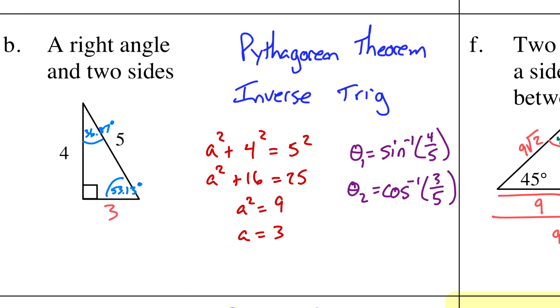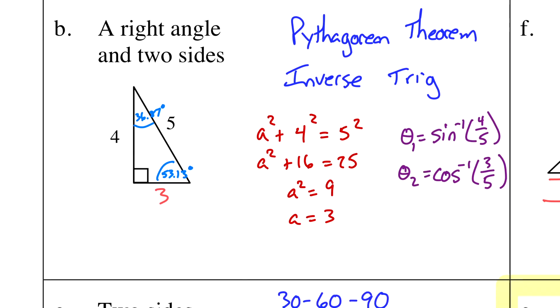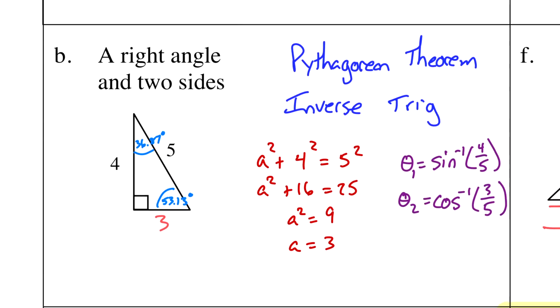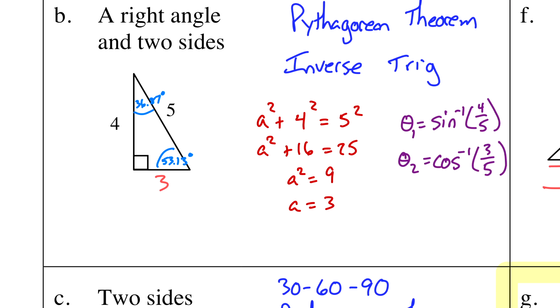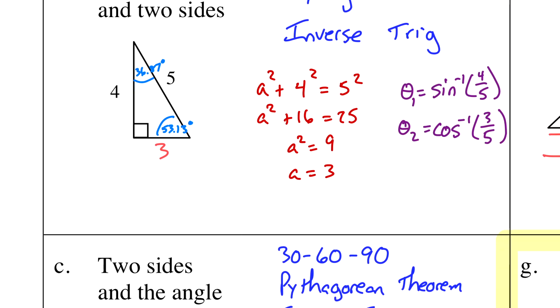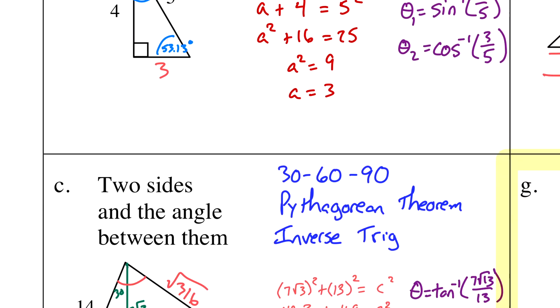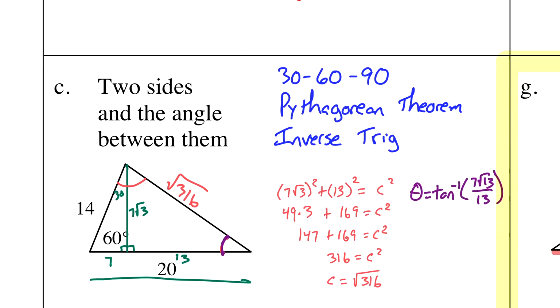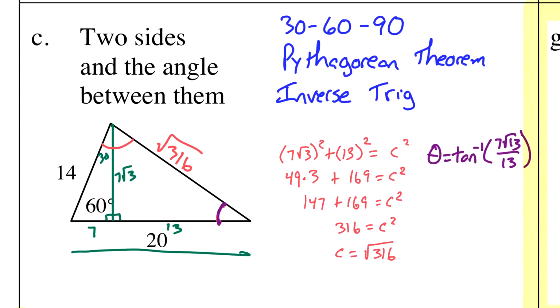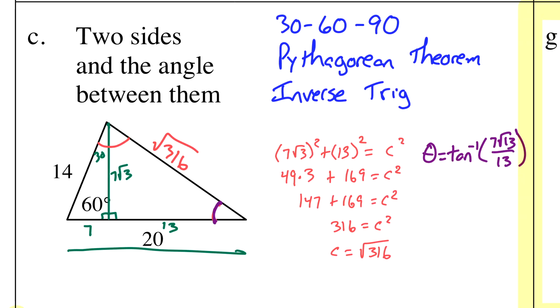So I'm just showing you the possible ways you could solve this. There might be more than one way, but I'm really just trying to show you that we do have the tools, all this stuff we've learned. All right, let's see. C says we have 2 sides and an angle between them.